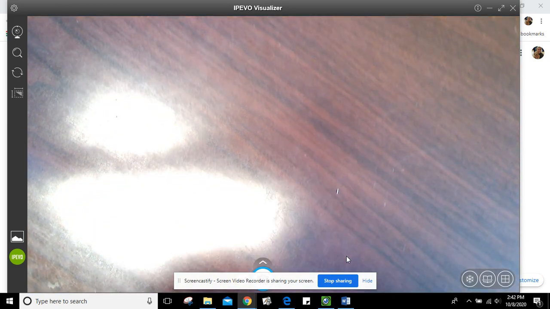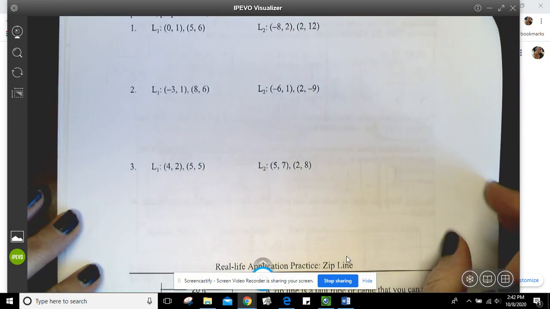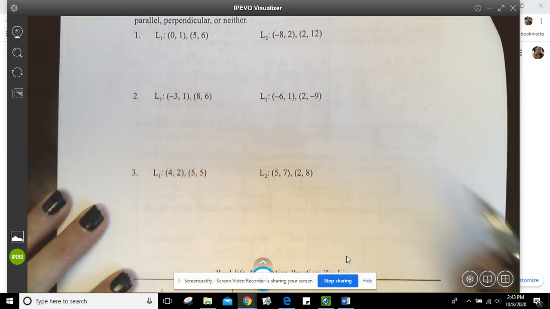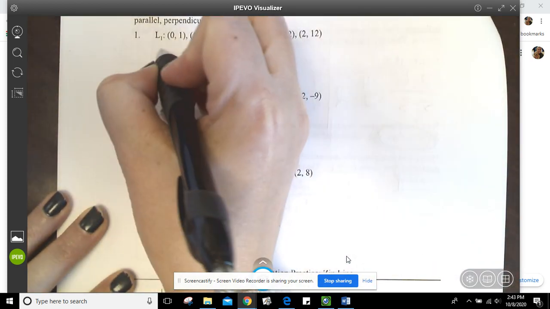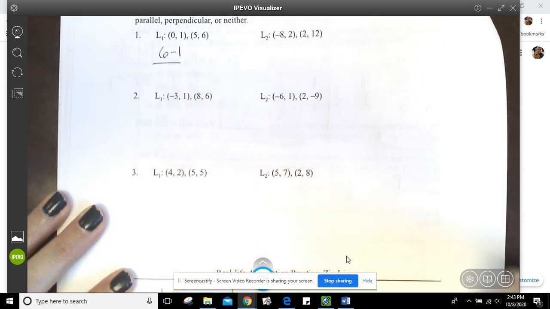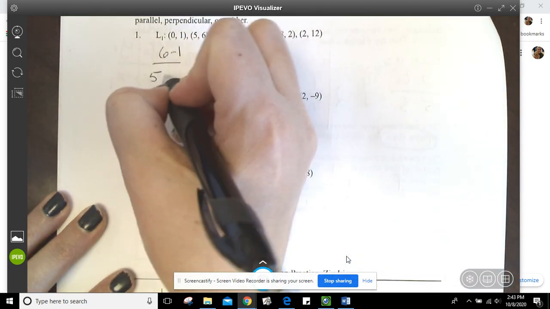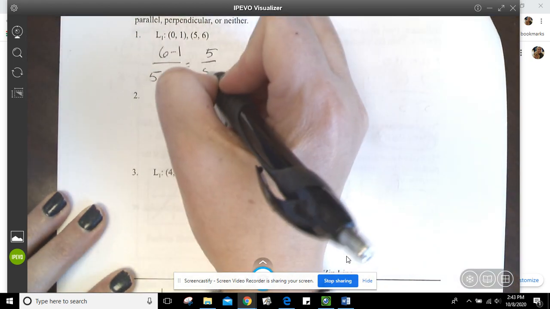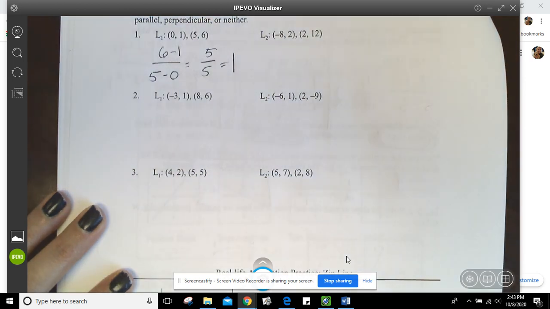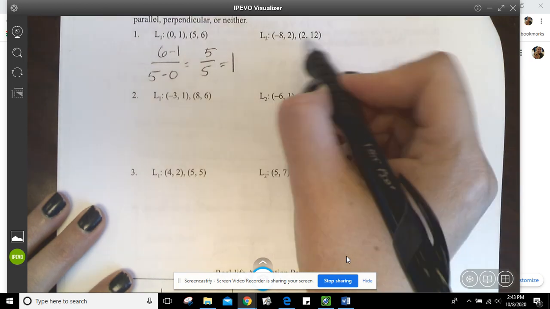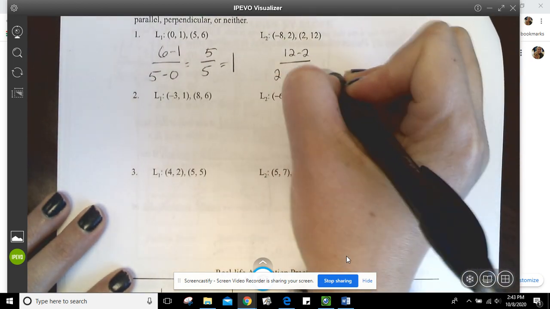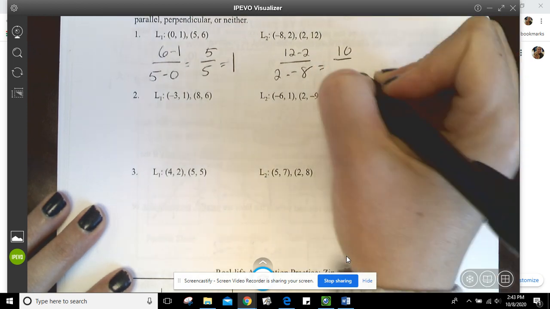So in the back here, what I want you to do is find the slope. So I'll do the first one. Find the slope of line 1 by doing the slope formula. So the slope formula is y2 minus y1 over x2 minus x1. So I get 5 over 5, which is 1. And then find the slope of line 2. So 12 minus 2, 2 minus -8. So I get 10 over 10.